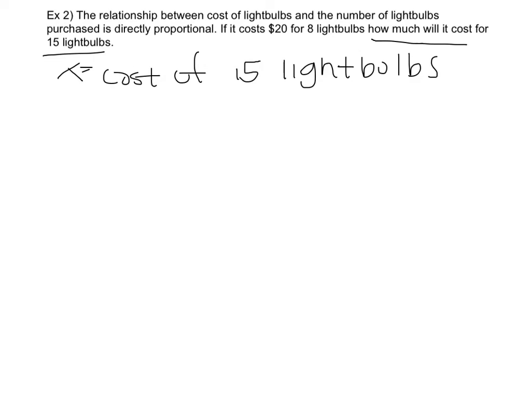That's what's really important. So I know for 8 light bulbs, the cost is $20. So if I'm going to make a relationship of cost to light bulbs, both my fractions have to be cost to light bulbs. So I know this is $20 for 8 light bulbs. The question is, what will it be for 15 light bulbs?